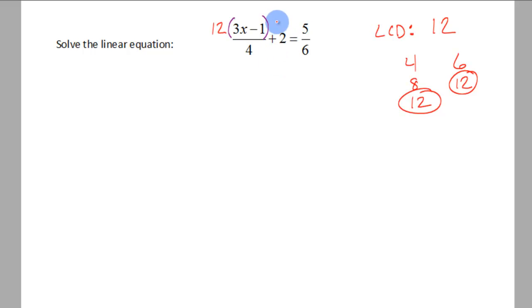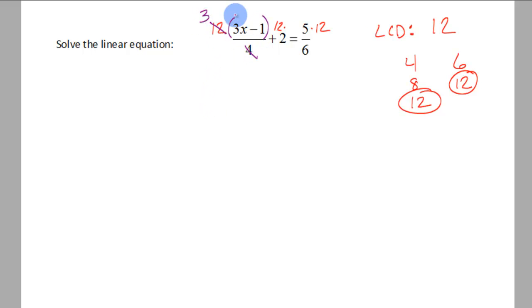It's 2 over 1, so you need to multiply it by 12. Everything on the left, and then on the right. Now we're going to go through and reduce. Reduce first. Do not multiply the 12 in. Reduce first. Do the 12 divided by 4 to get 3.